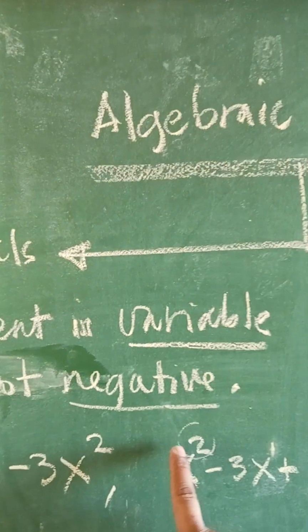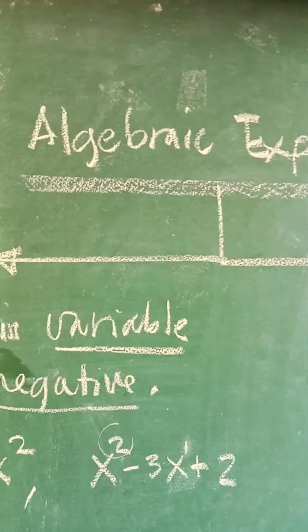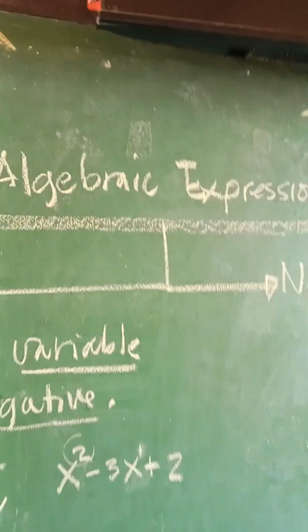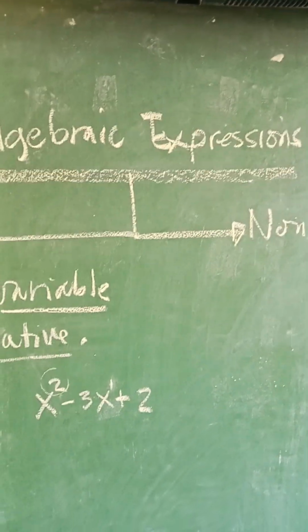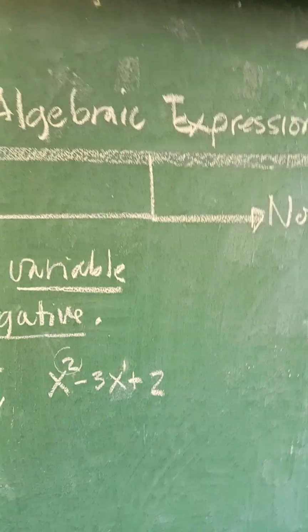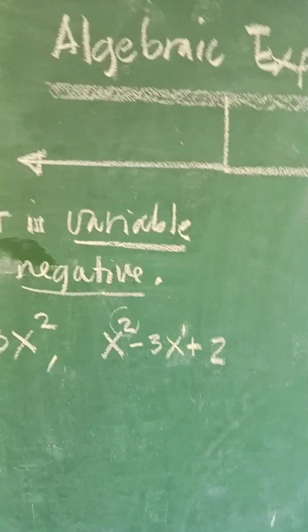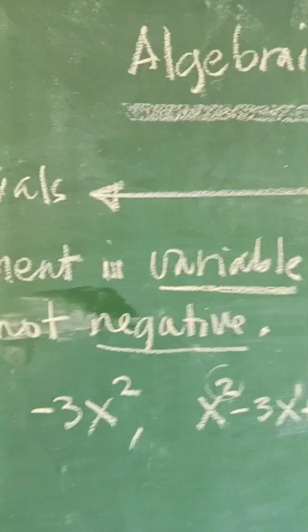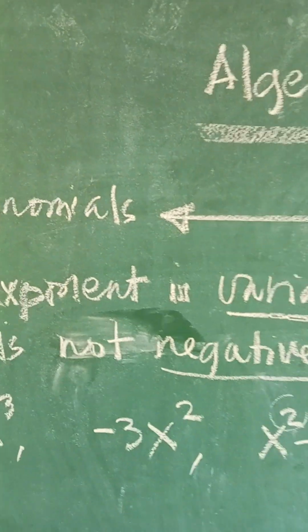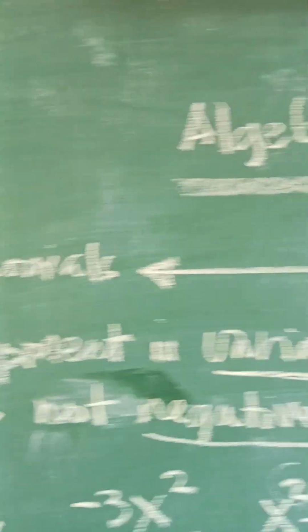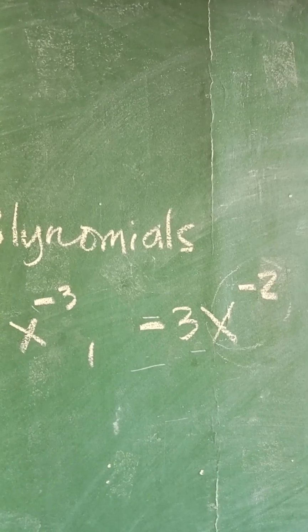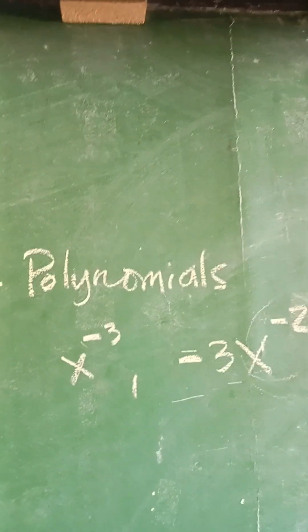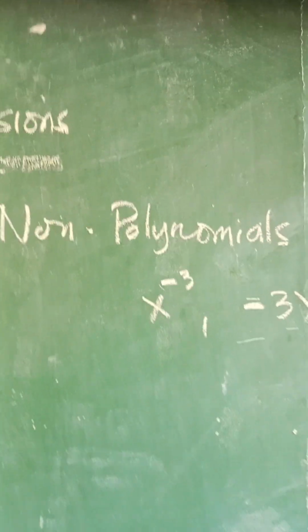And remember, whether the exponent in the variable is positive or negative, all in all, in general, they are considered algebraic expressions. Only that we group them according to the exponents of the variable. So once again, once the exponent is not negative, it is considered polynomial. But once the exponents in the variables are negative, they are considered non-polynomials. Okay, you got it?